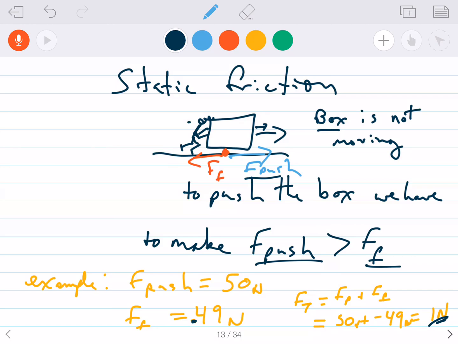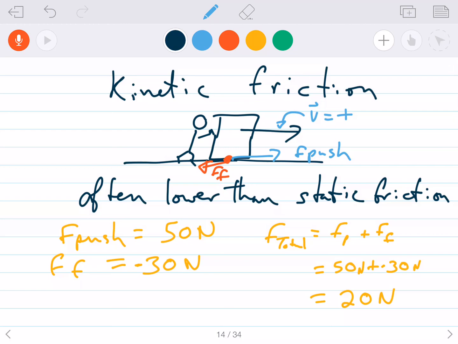But once he gets it started moving, now it's moving, we have kinetic friction. So it has some velocity, some positive velocity. He's still pushing on it with 50 newtons. But now what will often happen, it's not always true, is the force of friction will lower, because there's a lot less friction once something already has started moving. There's always exceptions, of course. But once we add these two together, we now have this force of 20 newtons.